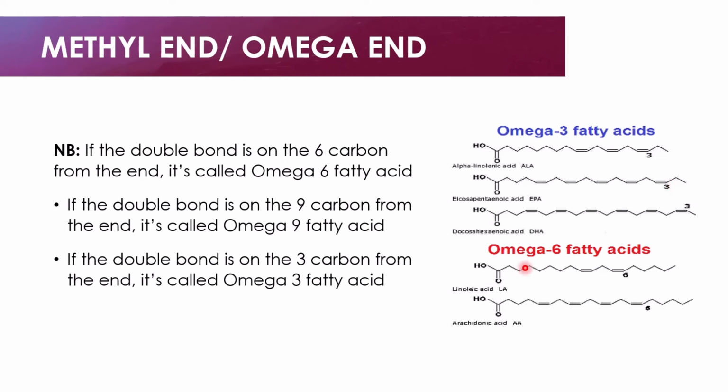Now, let us look at the omega-6 fatty acid. If you count the carbon atoms from the end, this is the first carbon atom, second, third, fourth, fifth, and sixth. So now we can see that the double bond is on the 6th carbon atom from the end. So this type of fatty acid is called omega-6 fatty acid.